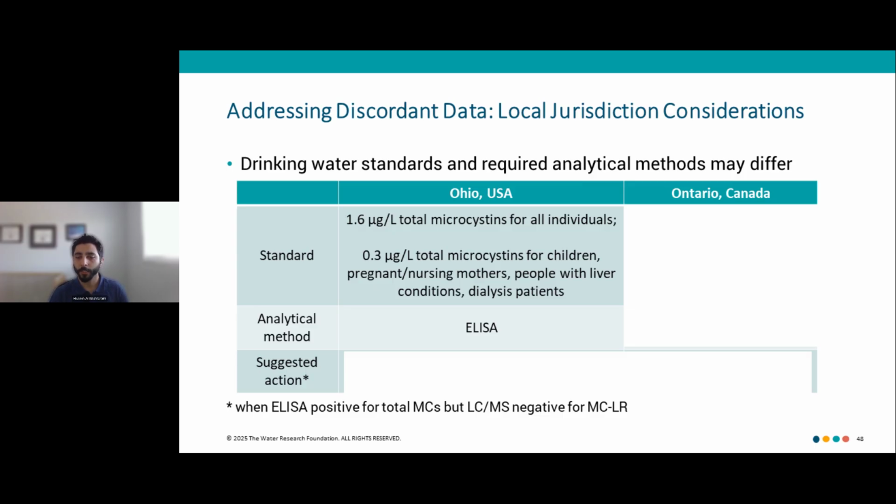In contrast, here on the other side of Lake Erie in Ontario, Canada, the standard in drinking water is 1.5 micrograms per liter of microcystin LR, and that must be determined using LCMS. So the suggested action would differ depending on whether you're in Ohio or in Ontario because of these local considerations. In Ohio, you would accept those ELISA results and potentially resample for confirmation. In Ontario, you would accept the LCMS results and you would not be required to resample because the standard is based on LR and you don't have LR, so that's the end of the story. So keep that in mind when interpreting some of the suggestions that we placed together inside of this guide.